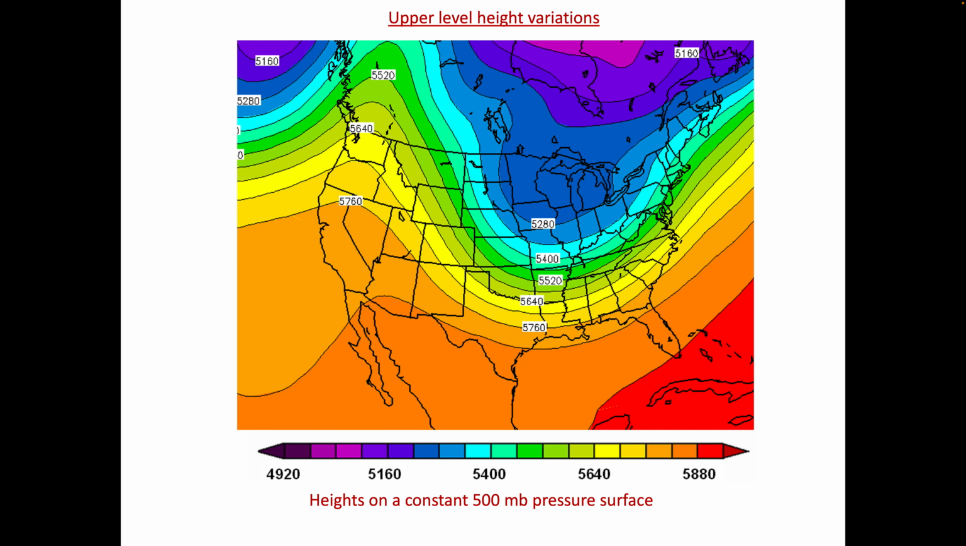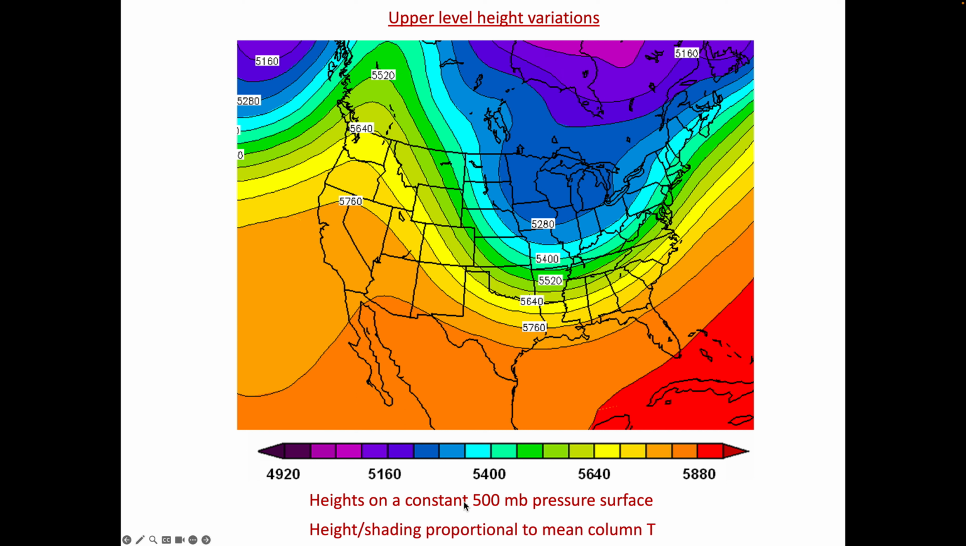So let's talk about upper level height variations. And this is a figure straight from your text. What we have now is an example of a 500 millibar map. In this case, the heights are actually shaded from the warmest reds to the coldest blues, and our heights are in meters here. And what you see is that not only do we have a ridge in the west and a trough in the east, but this color coding is also meant to indicate how temperatures of the columns vary.